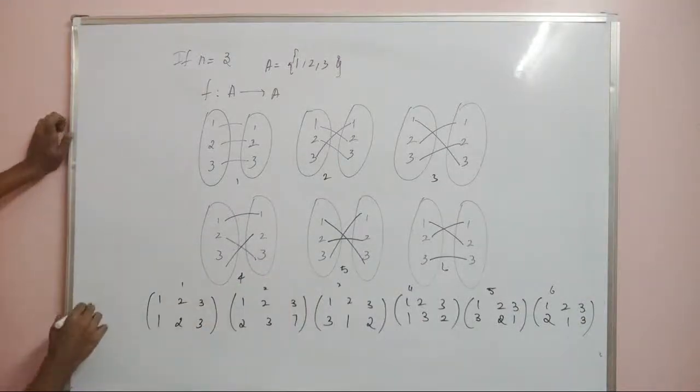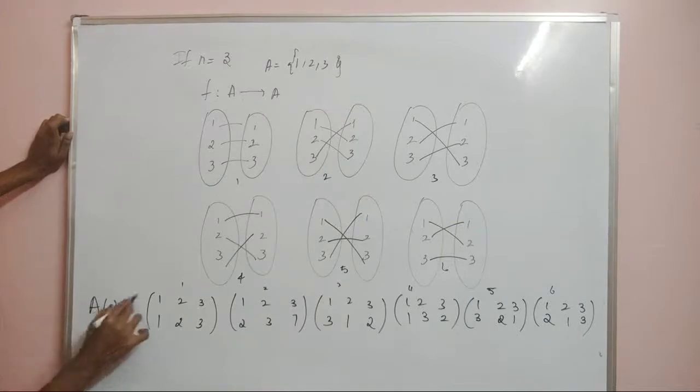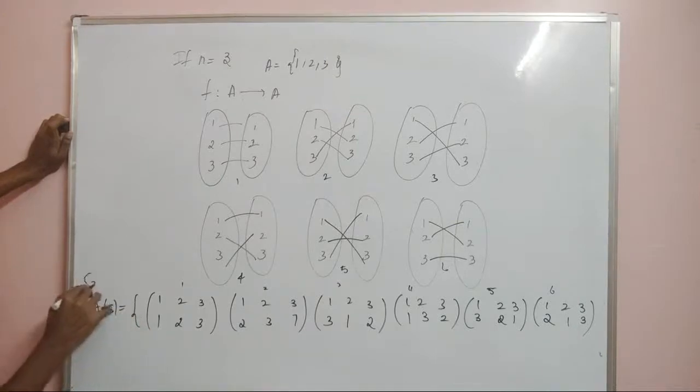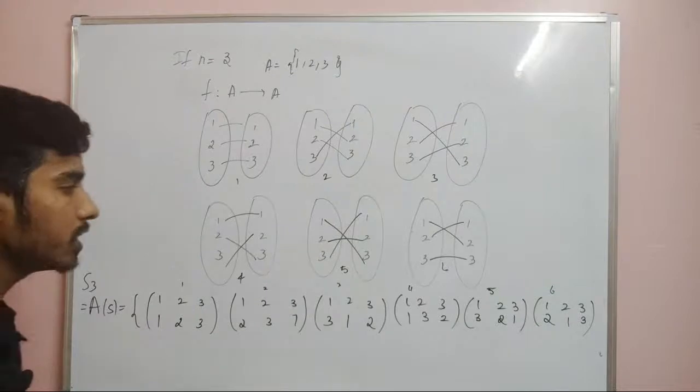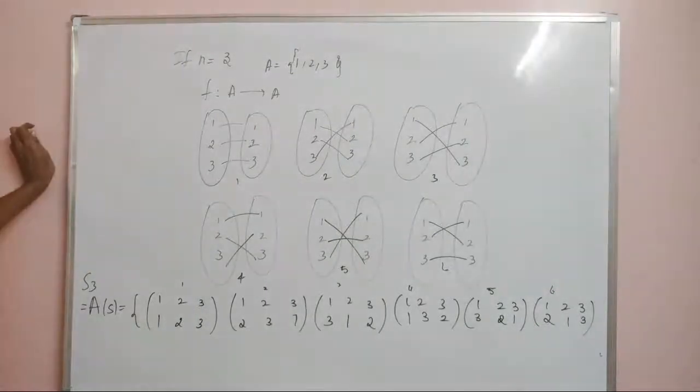This set will be A of S, or Sn, or S3, that is the set of all one-to-one mappings between these two sets. And the next thing is, you can represent every permutation as a cycle, right? Every permutation is a cycle.